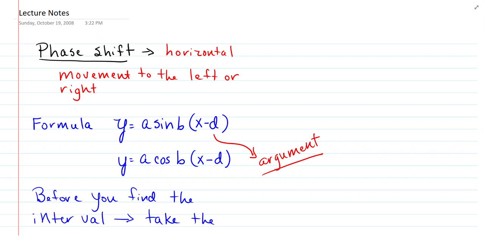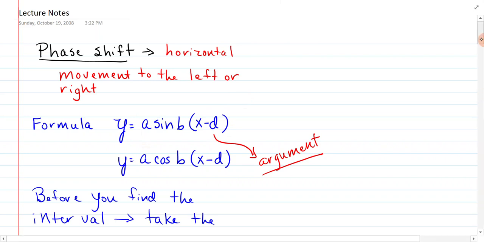In section 4.2, we're going to get some translations of the sine and cosine, meaning we're going to start moving the function. The first thing we're going to talk about is phase shift. That's a horizontal shift, moves to the left or the right. In the formula, y equals a sine b parentheses x minus d, the argument that we have here, x minus d, the d is the part that's going to tell you how you're going to shift.